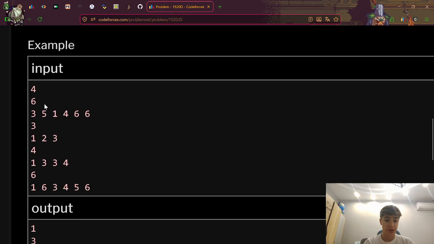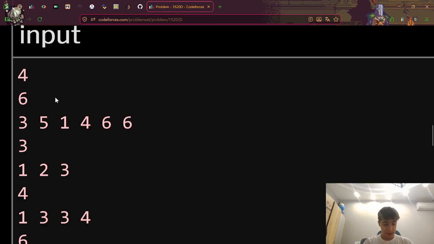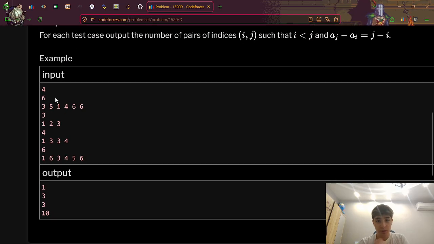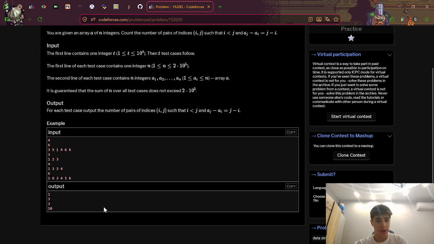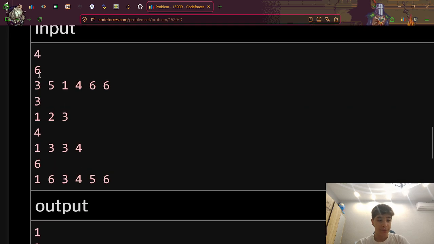We have four test cases, and the first of them is 6, 3, 5, 1, 4, 6, 6. Mainly, we need to find the equivalent difference. So we just find j and then do something. For example, I give a random value for j, it's going to be 5, and its index. Do we go by one-indexed? Okay, let's say it's one-indexed, and this is the second element.